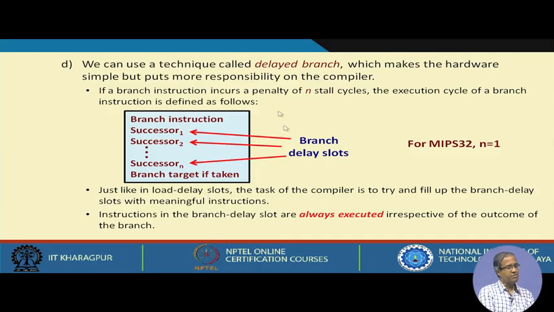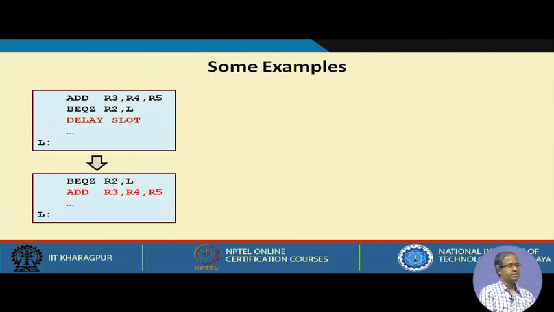So, the compiler will try to move instructions around and try to fill them up, and as I said, the interpretation is that whenever instructions are put in the branch delay slots, in this fourth strategy, these instructions are always executed irrespective of the outcome of the branch, whether you take it or do not take it, right.